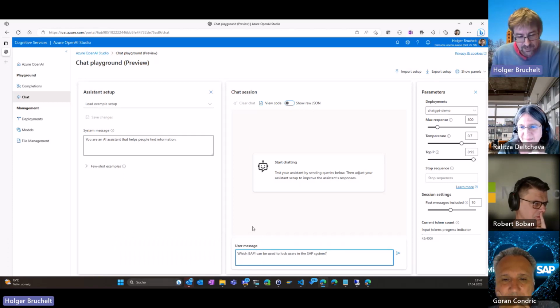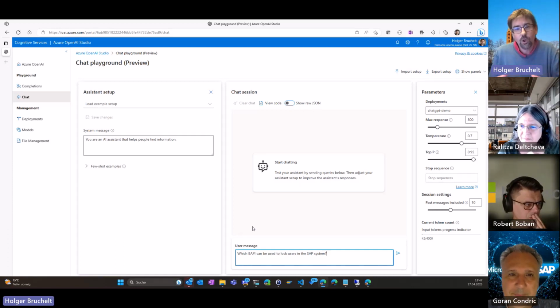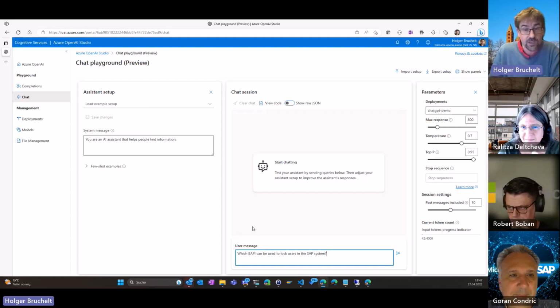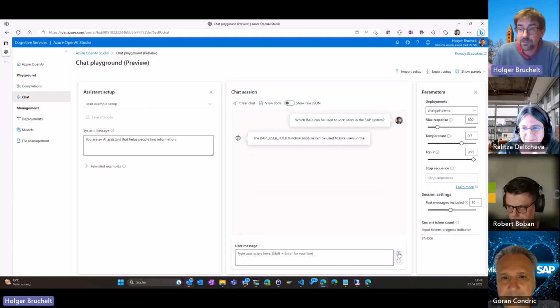So Martin and Sebastian Ulrich joined us last time where they showed how to lock users from a logic app with Microsoft Sentinel. So if there's some suspicious activities in the SAP system, we can detect this with the Sentinel for SAP solution. Then we can trigger a logic app, which then can lock a user, for example, in the SAP system. Now, obviously, we need to find out what are the function modules or what are the BAPIs to lock this user. And if you don't know that, then just ask ChatGPT, or in this case, GPT 3.5.